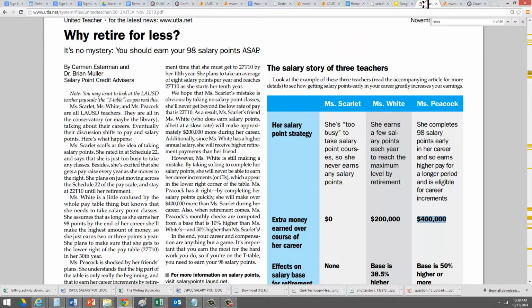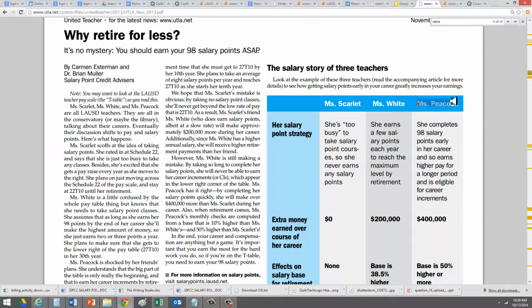Now, why is this absolutely critical? Well, there's probably no article that makes this more clear than an article written in the UTLA newspaper called Why Retire for Less? And it gives the example of 3 teachers, Miss Scarlett, Miss White, and Miss Peacock. Miss Scarlett says to herself, I just have no time. So she doesn't get salary points. Miss White says, you know what? I know salary points are important.